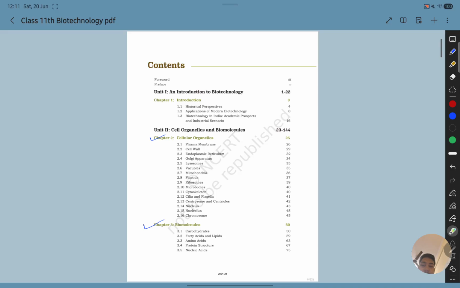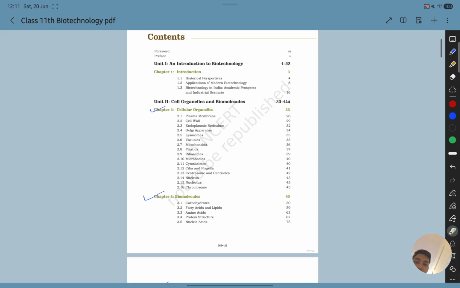So this is our syllabus. We have to read this chapter 2. Each and every topic you will find in the 9th and 10th NCERT, but here it is given in a more comprehensive and more advanced manner, from which the recent questions have been asked.